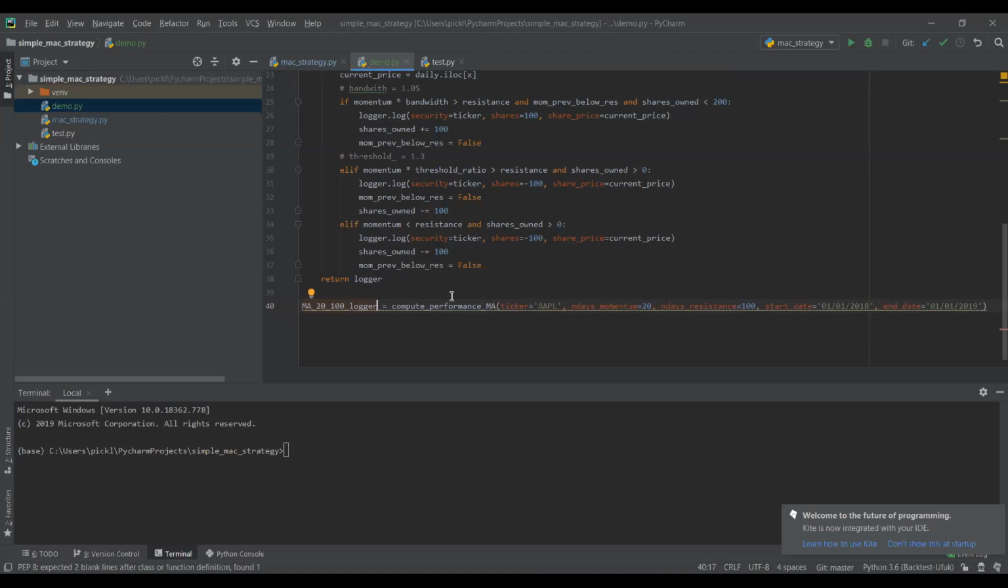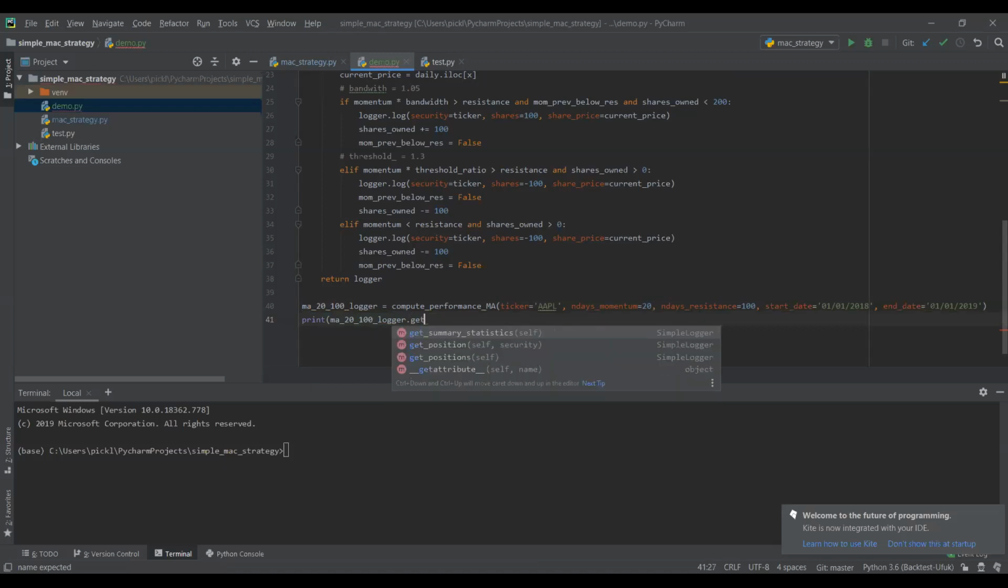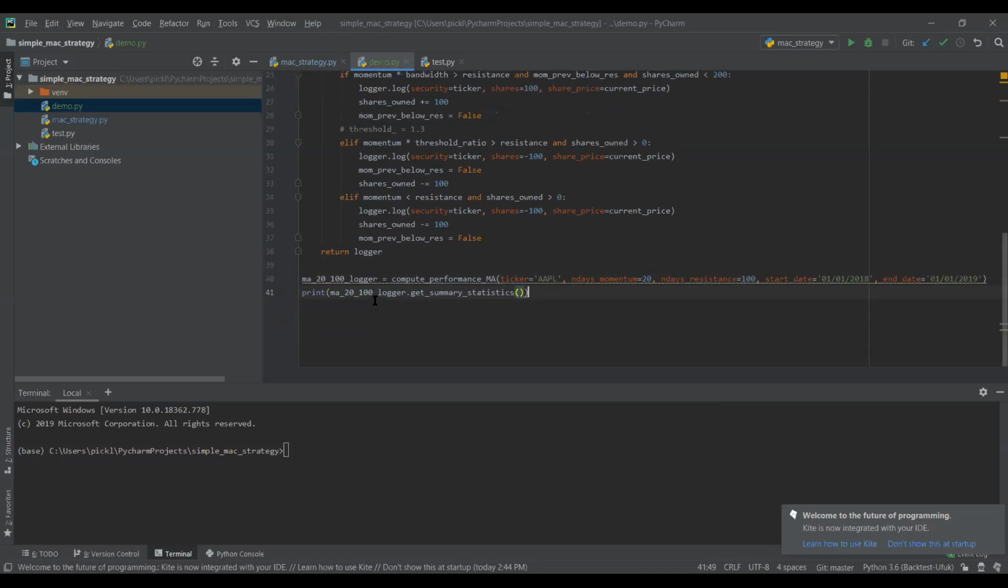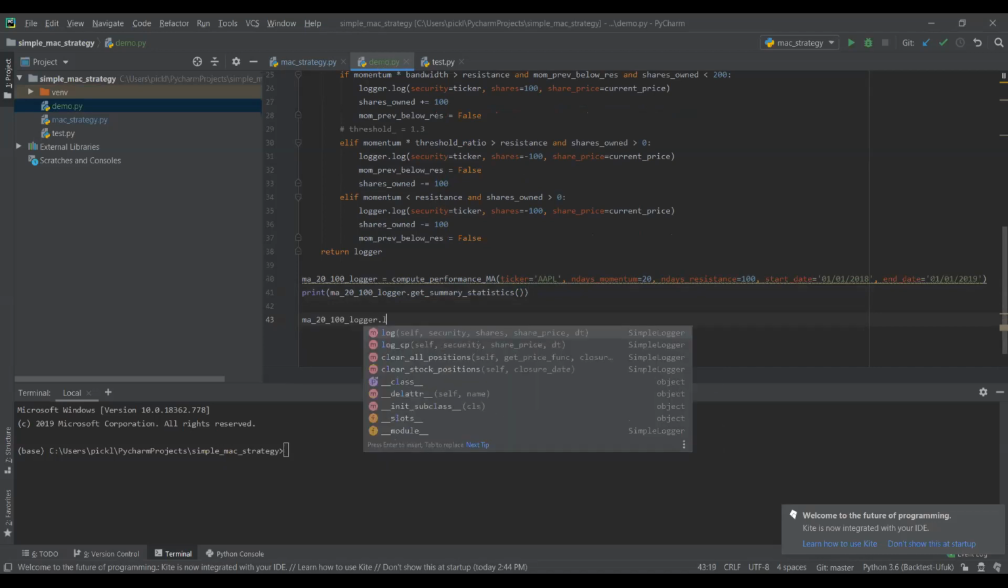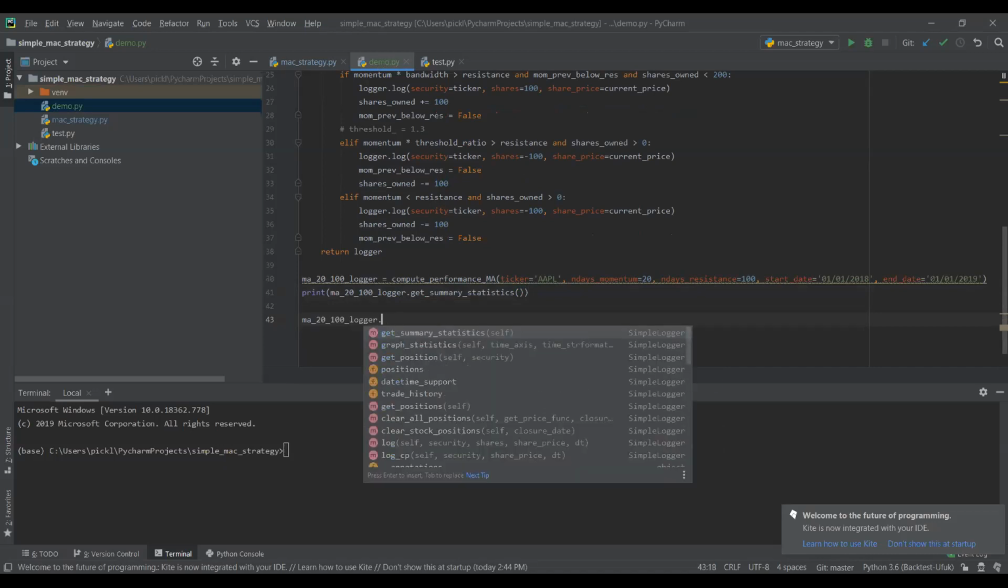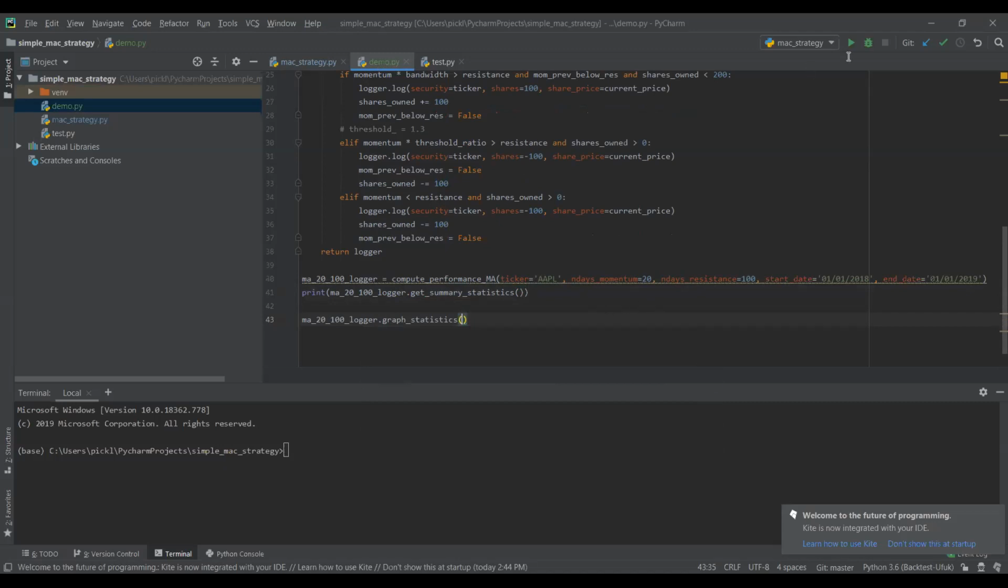logger. Okay, so once we get to the logger, we can call a bunch of stuff like logger dot. Get summary statistics basically gets the summary statistics. But something even more cool is here. Watch this. Graph statistics. Let's graph our statistics.